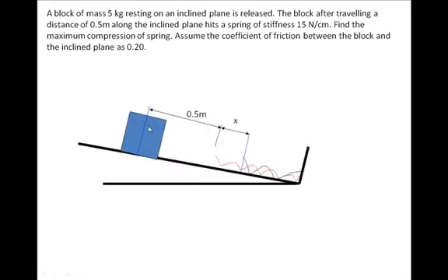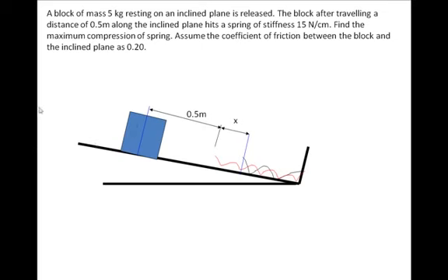Okay. Look at the next problem. It says a block of mass 5 kg resting on an inclined plane is released. The block, after traveling a distance of 0.5 meter along the inclined plane, hits a spring of stiffness 50 Newton per centimeter. Find the maximum compression of the spring, assuming the coefficient of friction between the block and the inclined plane as 0.2.